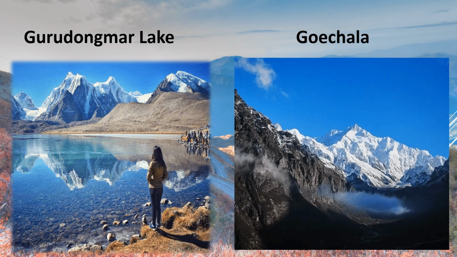Goechala. Goechala is a high mountain pass in Sikkim. The southeast face of Mount Kanchenjunga, the world's third highest mountain, can be viewed from the pass, which is also a base camp for those aspiring to scale the mountain. Goechala is one of the preferred destinations for trekkers in India.